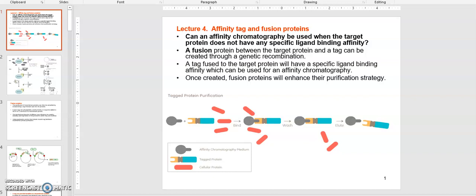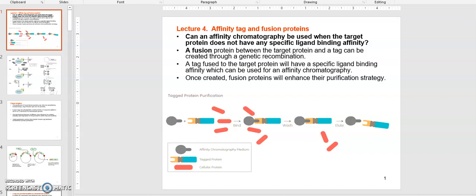Okay, lecture 4, we'll talk about affinity tag and fusion proteins. When you talk about different types of chromatography columns, we said affinity chromatography is the most efficient chromatography method because the binding that's happening between the target molecule and the resin is very specific. So theoretically there's no other protein that can be bound to the column, so you can capture the target molecule very efficiently. So affinity chromatography is a very efficient method, right?